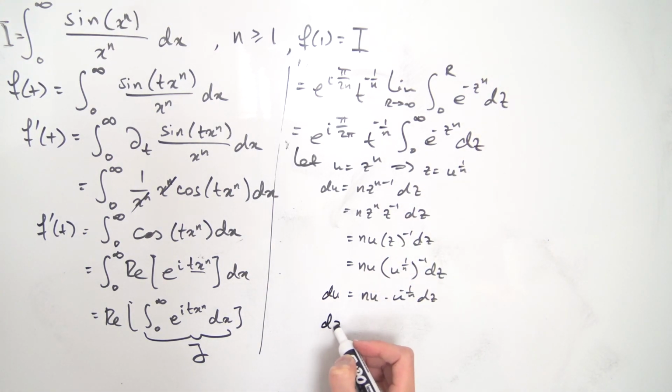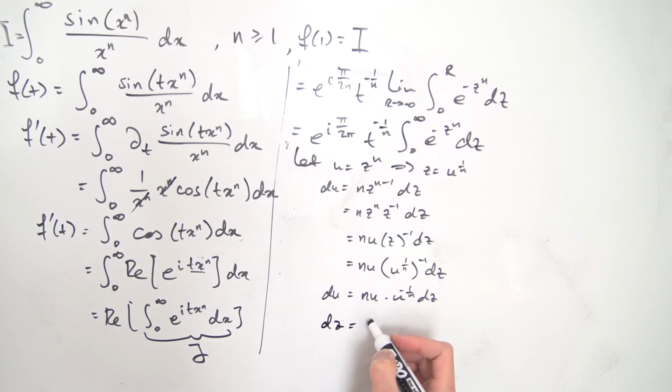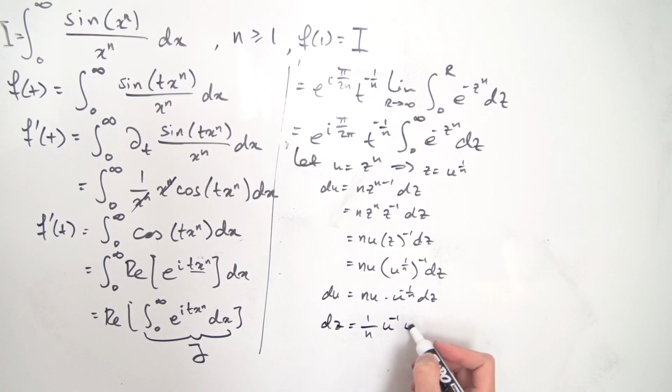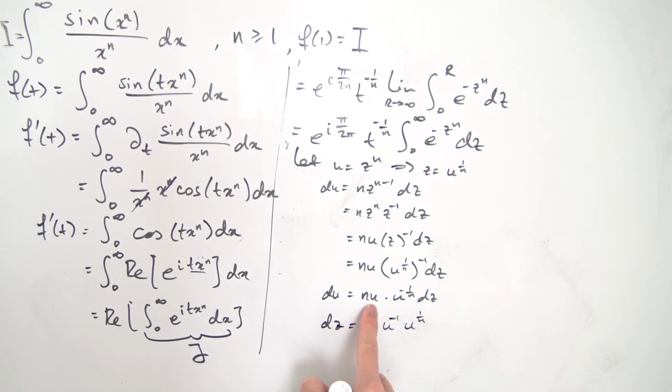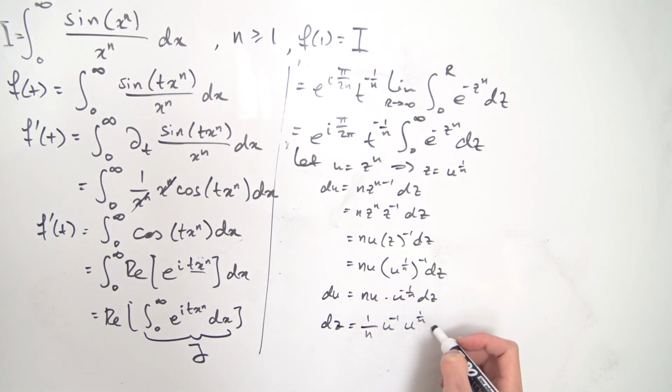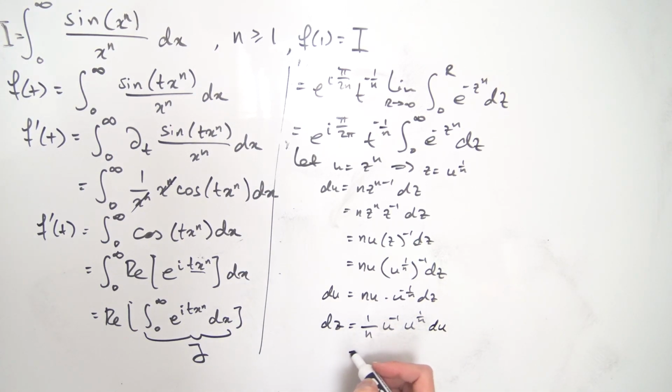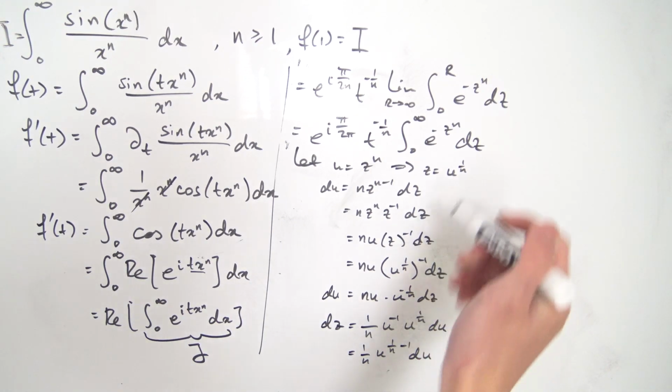So our dz, if we bring everything onto the other side, that's exactly 1 over n u to the minus 1 u to the 1 over n, so just putting a negative inside these exponents, times du. And this is equal to 1 over n times u to the 1 over n minus 1 du. That's quite a bit of working out just to figure out one differential, but let's just plug everything in.